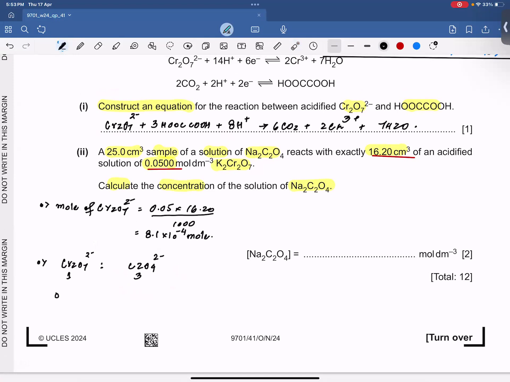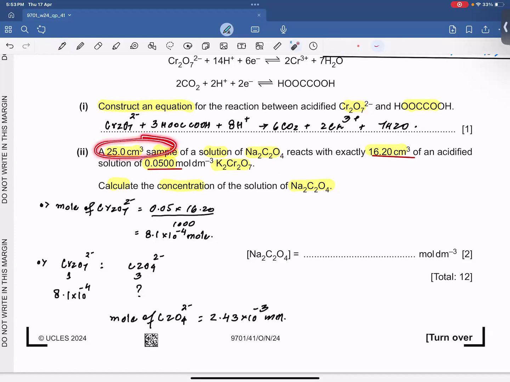So if we have calculated 8.1 into 10 to the power minus 4 moles, then moles of C2O4 2 negative would be 2.43 into 10 to the power minus 3 moles. I've got the moles in this volume. So to calculate the concentration, I will compare it with 1000, right?